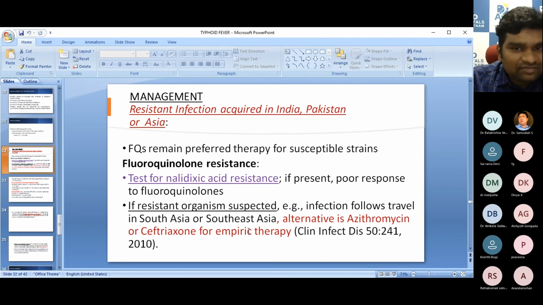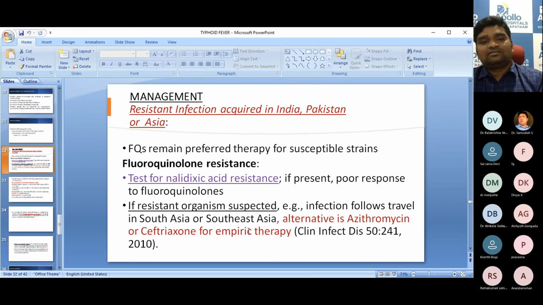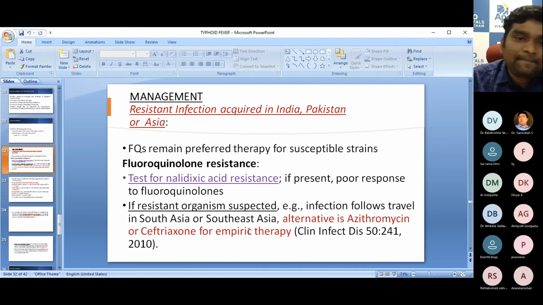Fluoroquinolone is always the mainstay of therapy for susceptible strains. How will you see fluoroquinolone resistance? We will test for nalidixic acid resistance. If the organism is resistant to nalidixic acid, it is mostly resistant to fluoroquinolones. Then you have to see the alternatives, azithromycin or ceftriaxone, for empiric therapy.